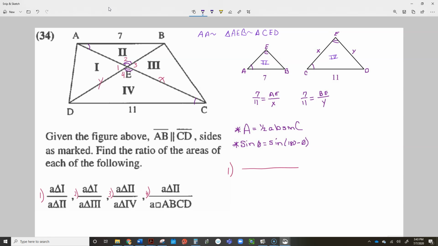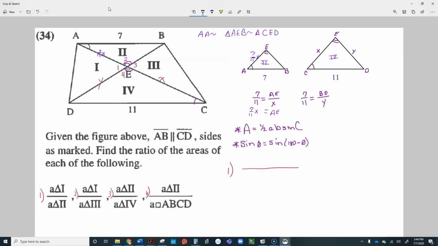But using proportions now, proportional sides, I picked AB over CD, so 7/11. And then I picked AE, this side right here, and AE is going to be over X. That's the corresponding side. So if you write that proportion down and you cross multiply, you find out that AE here is equal to 7/11 times X. So I'm going to go over here and fill that in. AE, this side right here, is 7/11 times X. Okay, that's the length of that side.